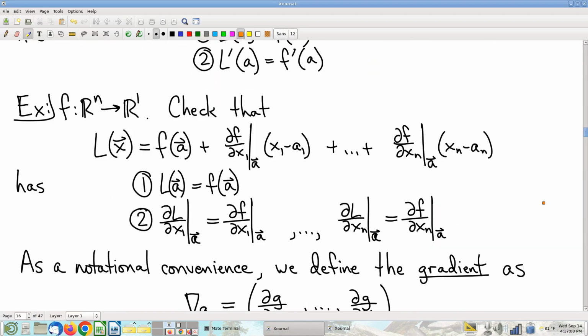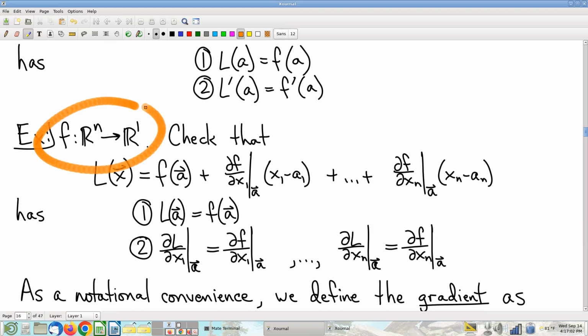Now you'll notice the multivariable linear approximation that we just did still was real valued. This was only a real valued multivariable function. What happens now if you have a vector valued multivariable function? How would we do a linear approximation of that?